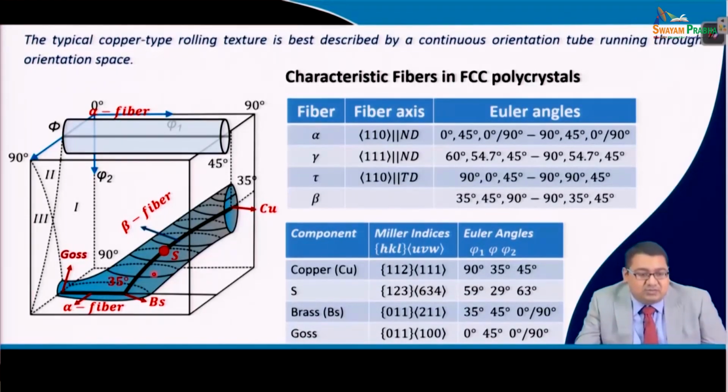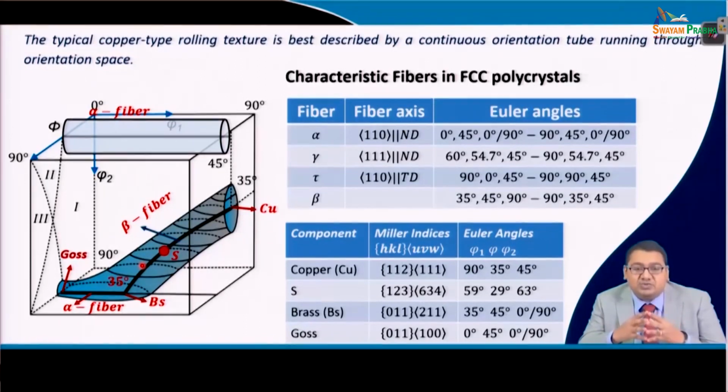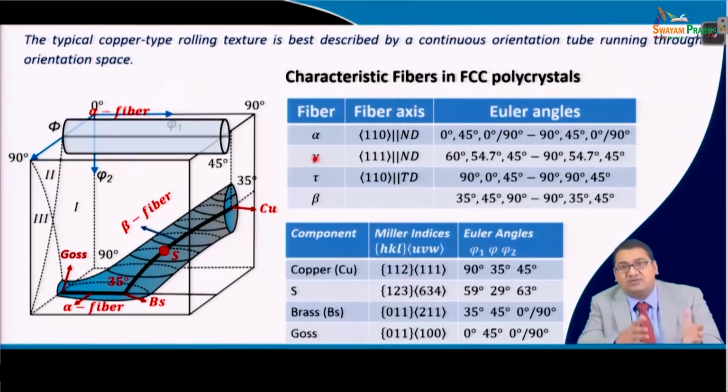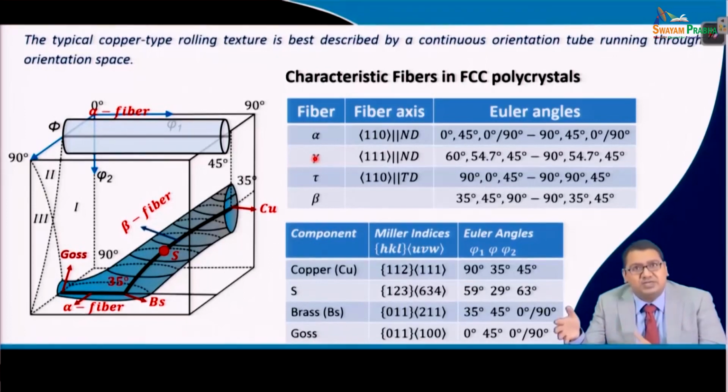Now, what we are discussing here are the fiber textures which are parallel to either ND, RD or TD, right. So, we have given an example of a fiber texture parallel to ND. There could be other fiber textures, for example, the gamma fiber, which is considered to be the 111 parallel to ND texture.